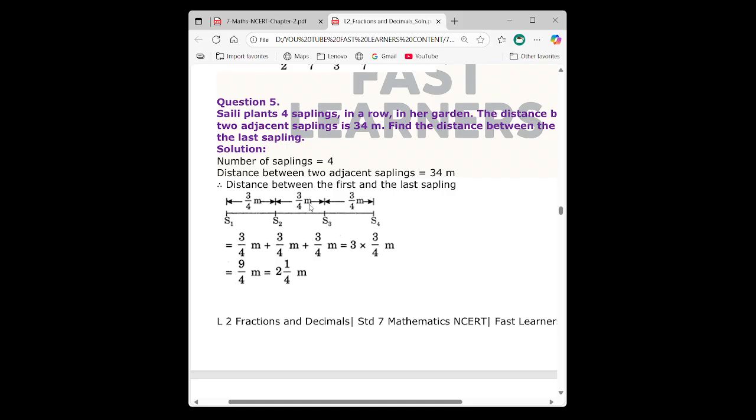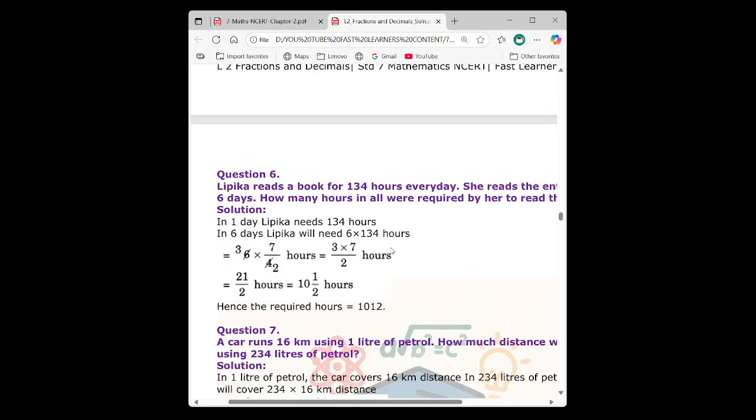So just add 3 upon 4. Here we are doing multiplication. So multiply 3 upon 4 by 3 and you will get the answer. So 3 upon 4 plus 3 upon 4 plus 3 upon 4. Multiplication is repeated addition, that you know. Multiply this 3 times, you get the answer.